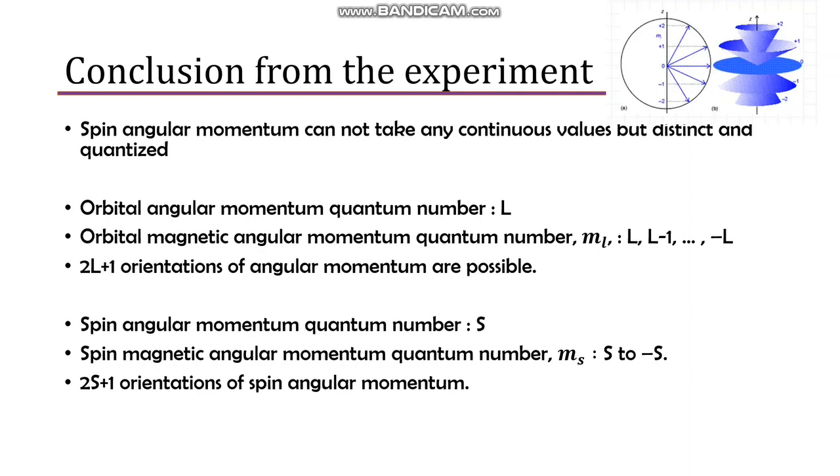Hello everyone, my name is Mikhail. Here we continue on the conclusion from the experiment. Spin angular momentum cannot take any continuous values but only distinct, quantized ones. As we have shown, the total orbital angular momentum of the silver atom is 0, which means that there is a second type of angular momentum arising. Just as for orbital angular momentum, we introduce the spin quantum number that can take values from -s to +s, giving in total 2s plus 1 values, or orientations of spin angular momentum along one axis. As we remember, we got 2 orientations from the experiment, given s equal to 1/2.